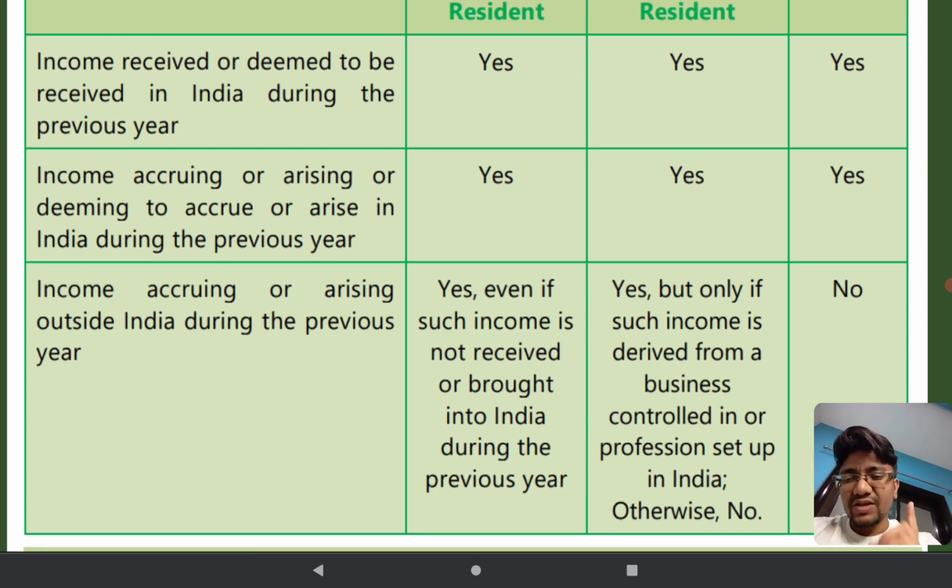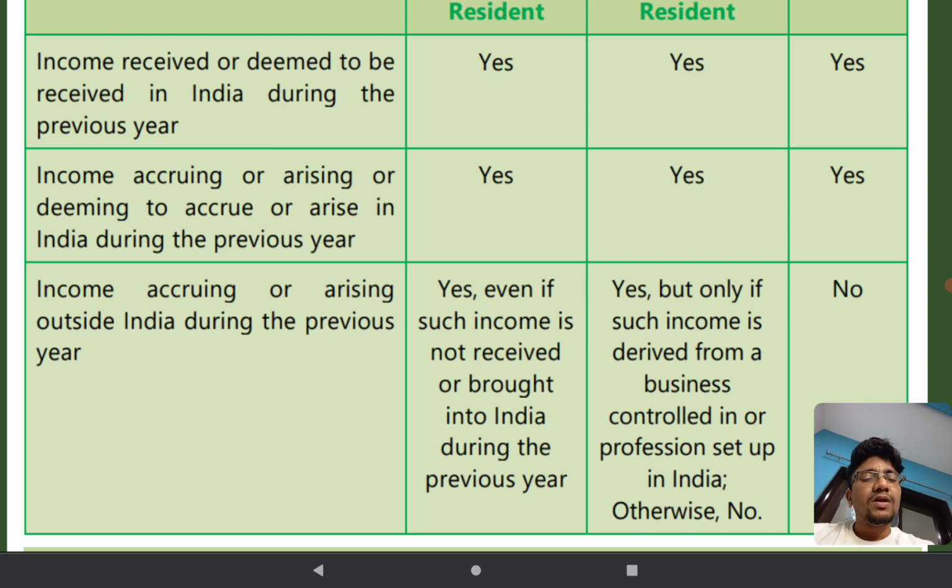But the third condition is there: income accruing or arising outside India during the previous year. If it is accruing outside, right, it is not accruing in India, but it will be taxable in case of a resident, even if such income is not received or brought into India during the previous year. It doesn't matter whether you have received it or brought it or not. If you are resident in India, then you have to pay tax in India, no matter from where you earn.